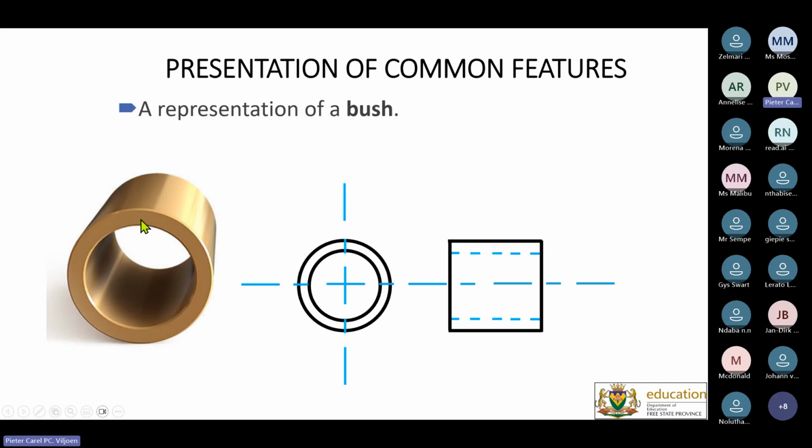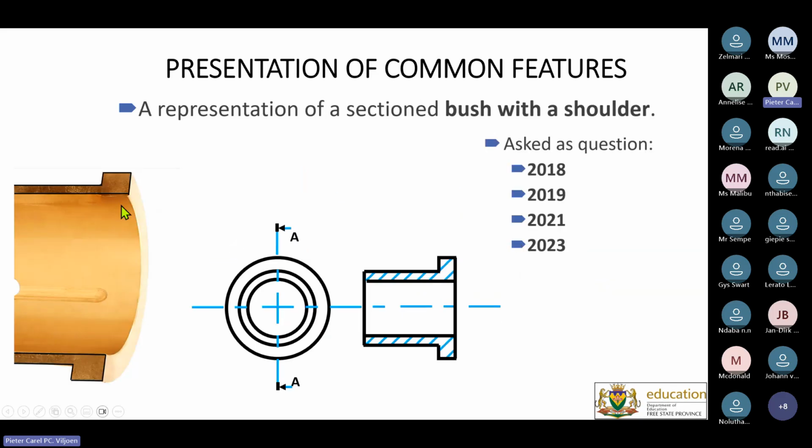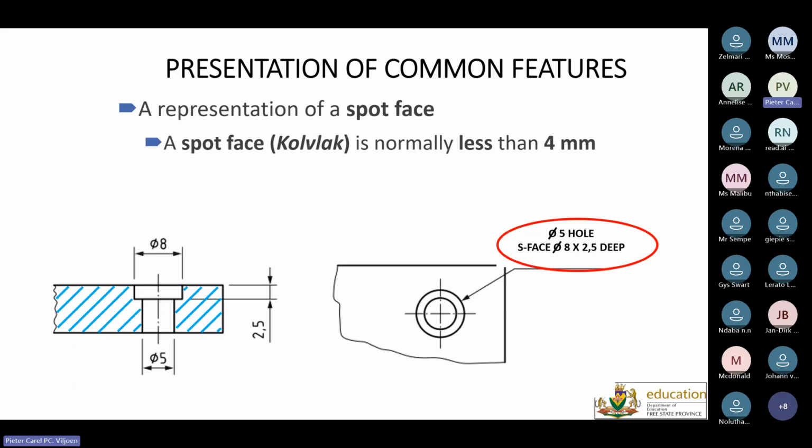Then you've got the bush. This is also applicable for compiling 2 or 3 parts together. So that is your bush that you will get. And then a bush with a shoulder. There's the shoulder you can see over here and what it will look like for the front view and top view. And if you section through this part, this is what it will look like. So we are not really into this part. It's basically with assembled drawings that you can get that.